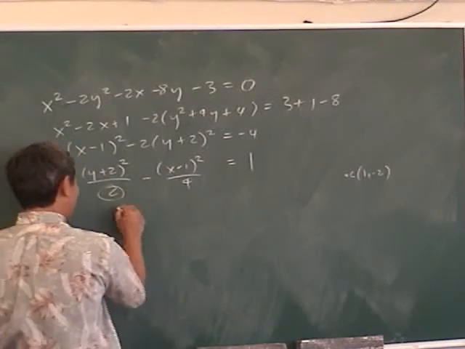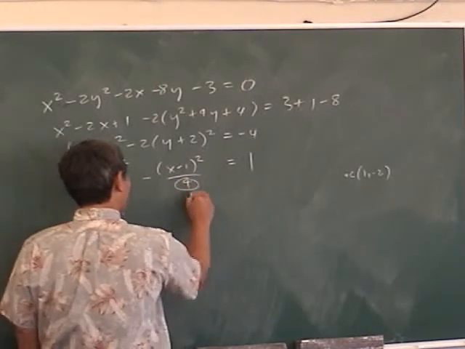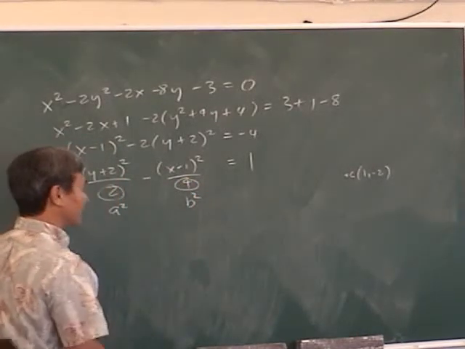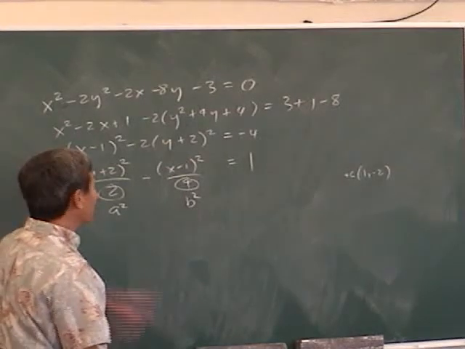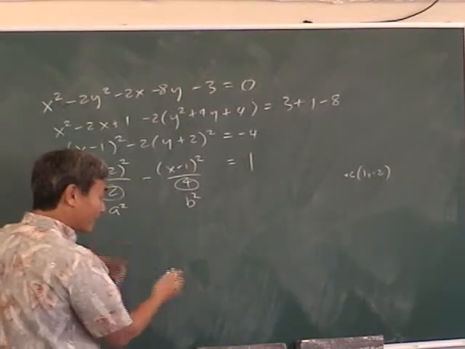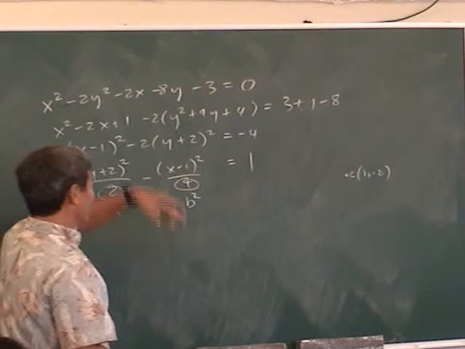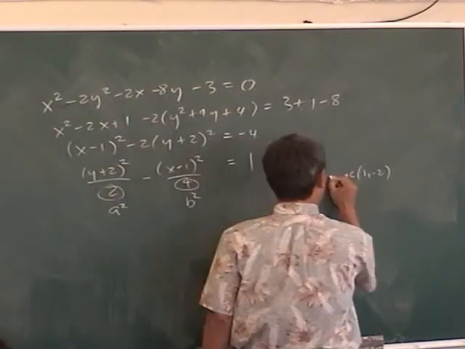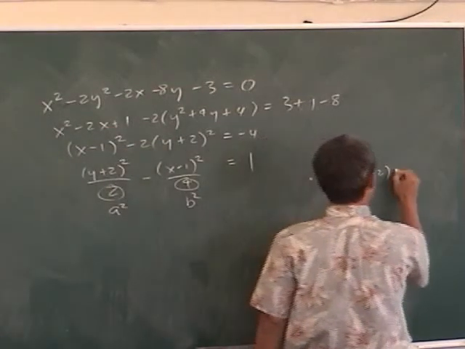How much do I go left and right? Okay, now this is a squared, this is b squared. You look at under the x's. The x's tell you left and right, the y's tell you up and down. So you go 2 left and 2 right. So 1, 2 to the left, 1, 2 to the right.